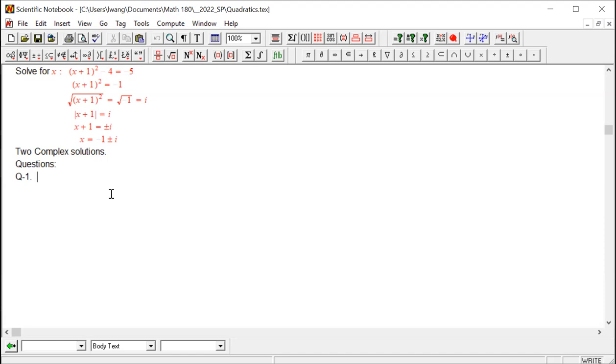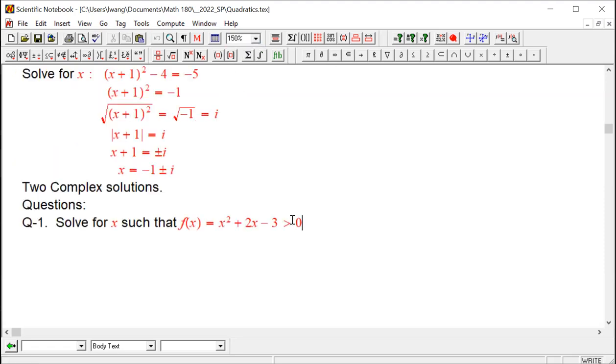okay, is solve for x such that f of x is larger than 0. x squared plus 2x minus 3. Okay, I'm going to make the fonts larger. Sometimes these are omitted. Sometimes you don't see this. Okay, solve for x such that this is larger than 0.